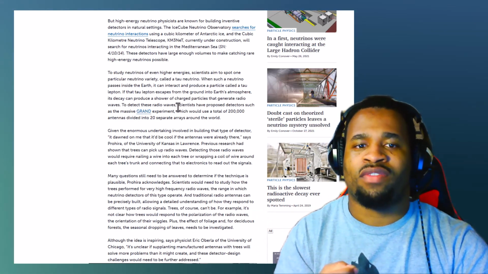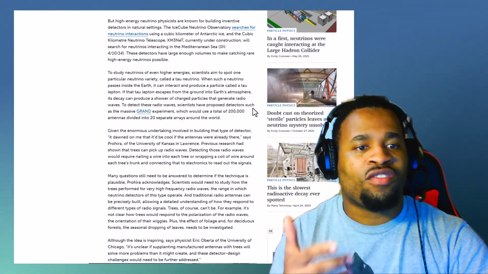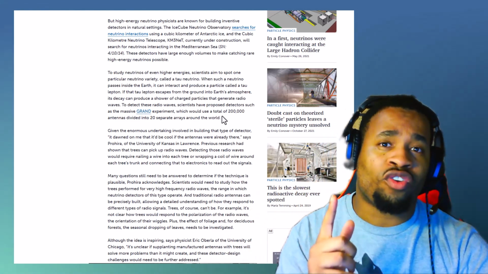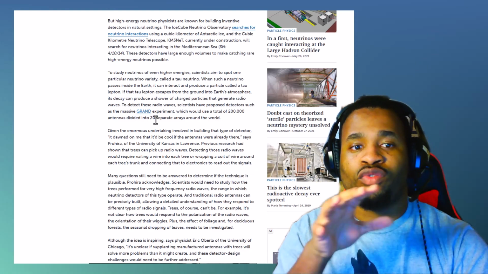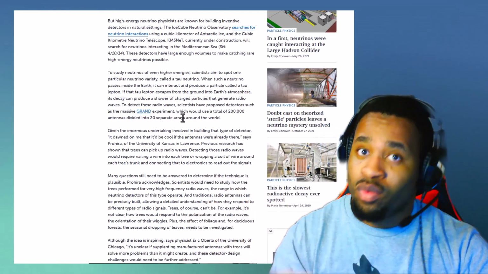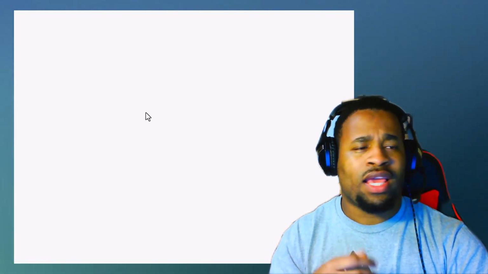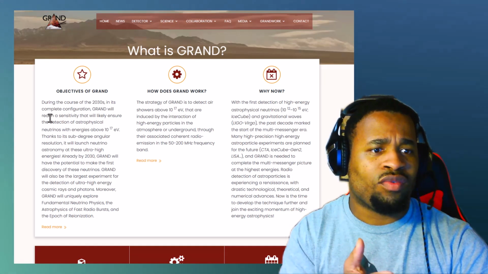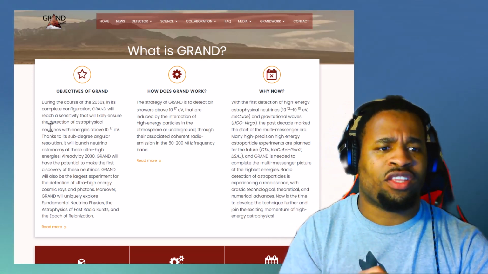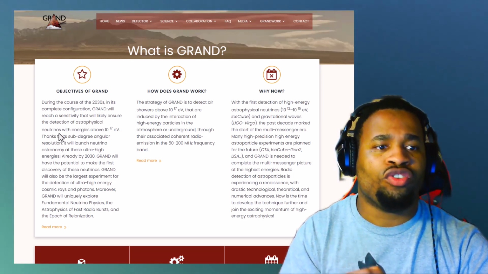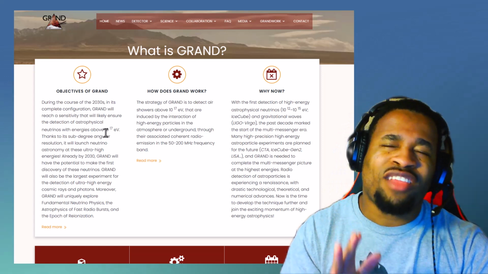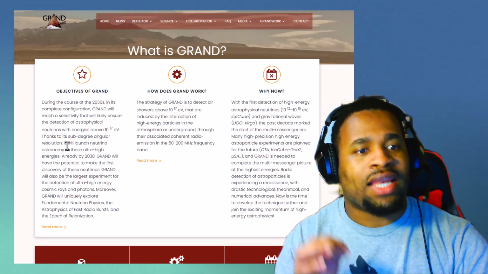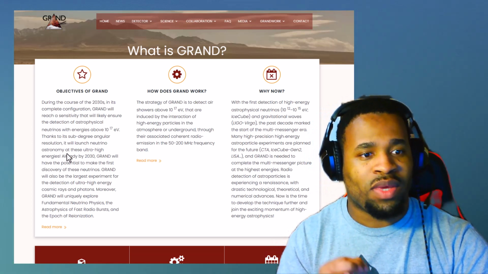Now, to detect these radio waves, scientists have proposed detectors such as the Giant Radio Array for Neutrino Detection, GRAND, which would use a total of 200,000 antennas divided into 20 separate arrays around the world. If you look closely, clicking on GRAND, here is how it looks according to this article. And the objective of GRAND is to reach a sensitivity that will likely ensure the detection of astrophysical neutrinos with energies above 10 to the 17 electronvolts. This is thanks to its angular resolution, and it will launch neutrino astronomy at these ultra high energies.